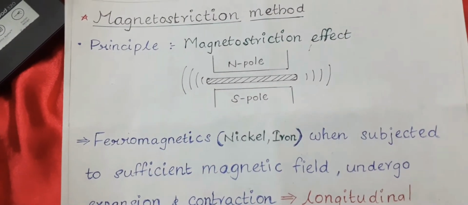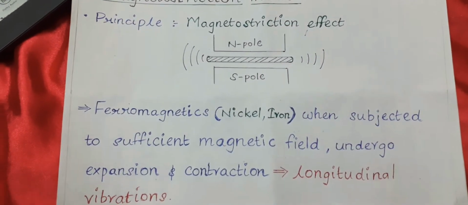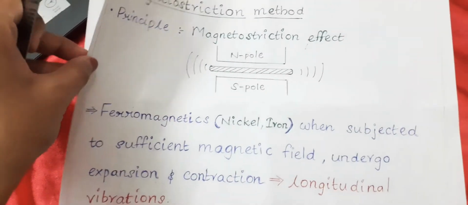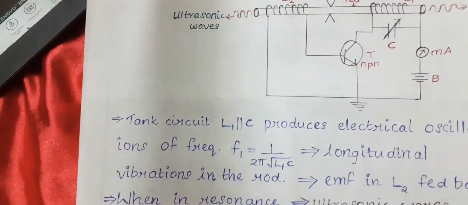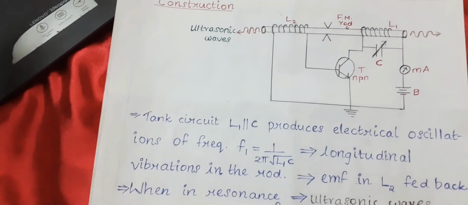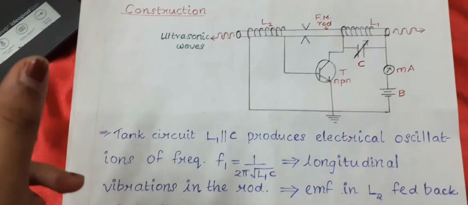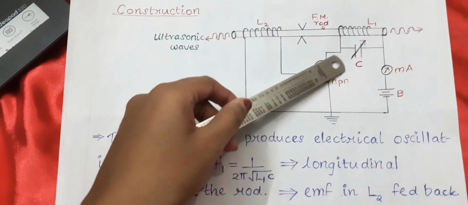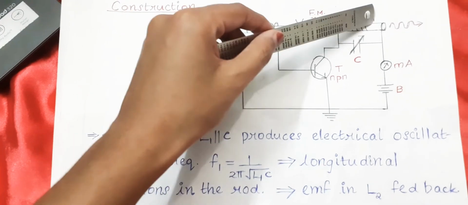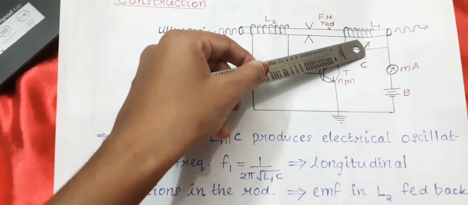employed in magnetostriction method. Now let's see what is the experimental setup we employ for the generation of ultrasonic waves in this method. So any oscillating circuit will basically have three main components, which are, one, tank circuit. A tank circuit means any combination of an inductor and a capacitor. See, there is an inductor L1 and a variable capacitor C connected in parallel. This will form a tank circuit here.